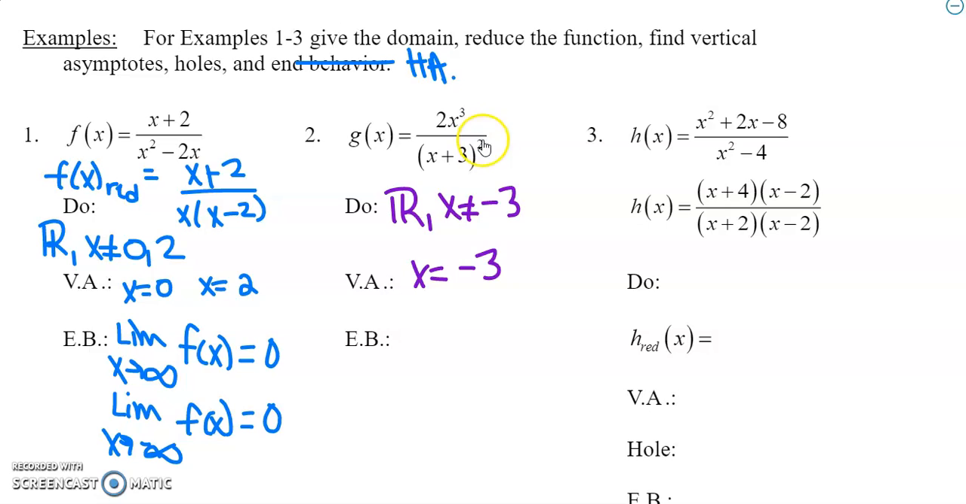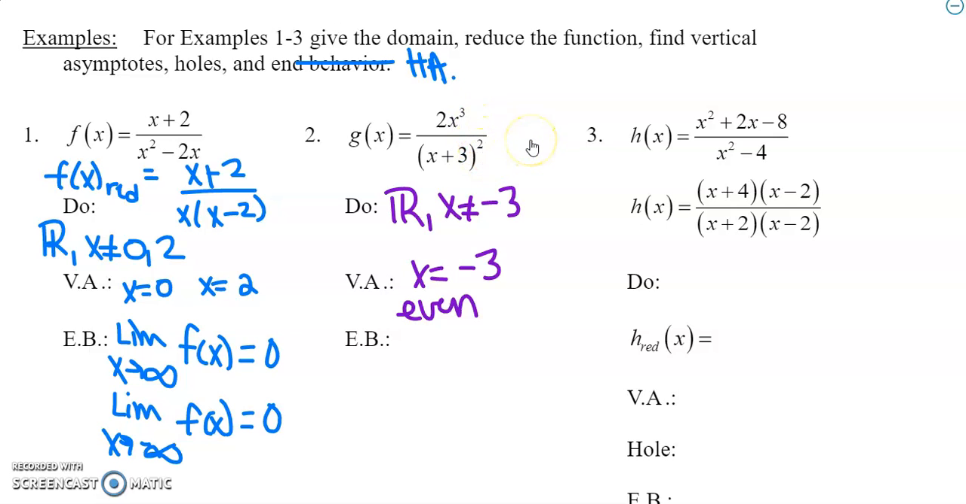This one has an even power, so this one's going to be an even asymptote, right? So that means that both of them are going to go up or both of them are going to go down when they're going toward that asymptote. Now let's look at the end behavior. The degree of the top is 3, the degree of the bottom is 2.